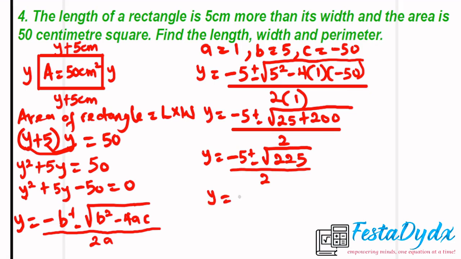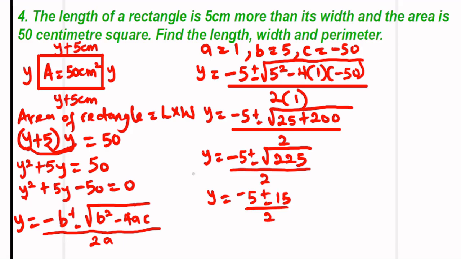Y is equal to minus 5 plus or minus the square root of 225, which is 15, all over 2. So we have to split this. Y is equal to minus 5 plus 15 over 2, or minus 5 minus 15 over 2.